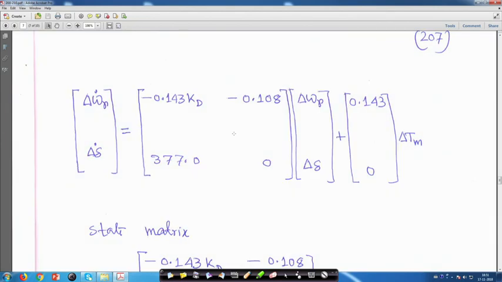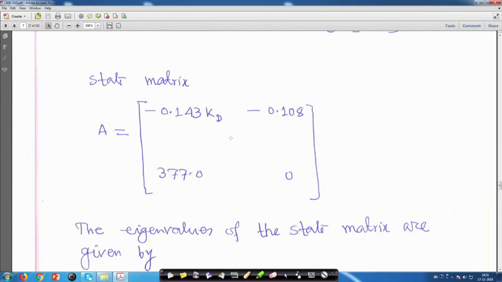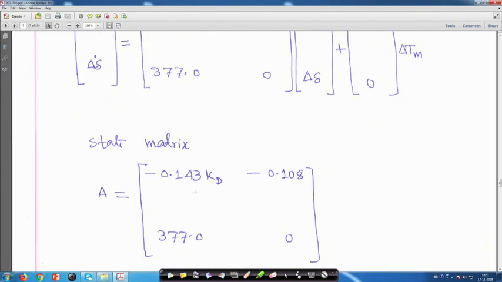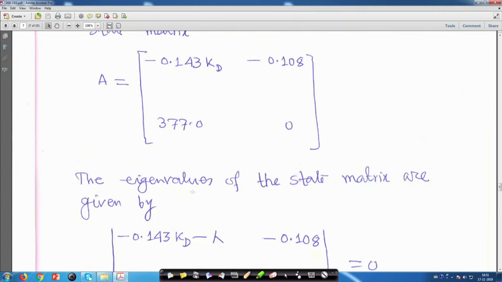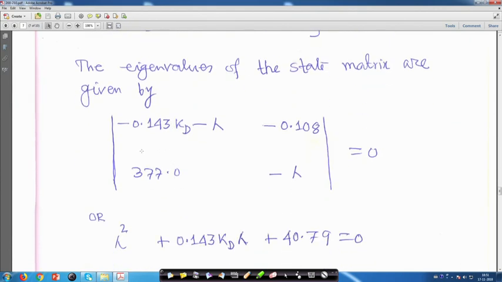So, we are back. This is actually a second order system. Now, the state matrix A is equal to this, whatever we have got here. The eigenvalues of the state matrix can be written by setting the determinant to 0.